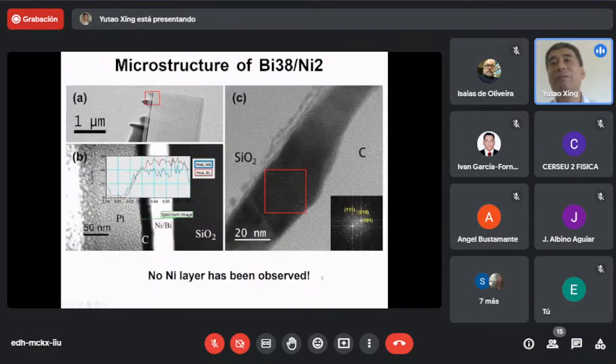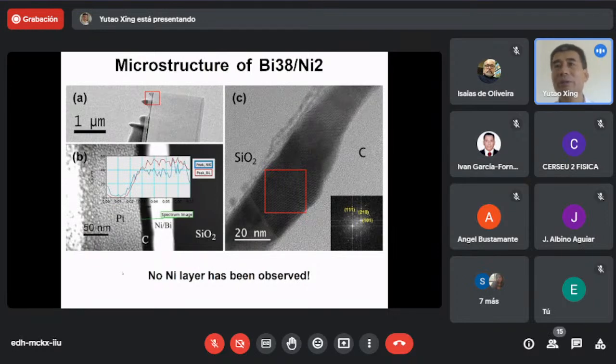And then we did the microstructural study. This sample is the first sample I prepared with the FIB, the focused ion beam. I was expecting at least an interface between nickel and bismuth. And from this figure, this is, as I said, our first image of our sample, and I couldn't see any interface.